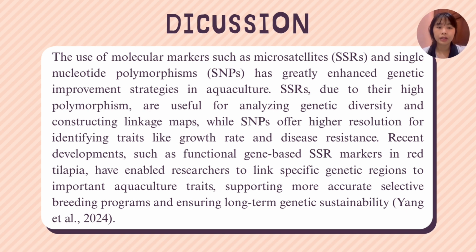So I will move on to the discussion. The use of molecular markers such as microsatellites, SSRs, and single nucleotide polymorphisms, SNPs, has greatly enhanced genetic improvement strategies in aquaculture. SSRs, due to their high polymorphism, are useful for analyzing genetic diversity and constructing linkage maps, while SNPs offer higher resolution for identifying traits like growth rate and disease resistance. Recent developments such as functional gene-based SSR markers in red tilapia have enabled researchers to link specific genetic regions to important aquaculture traits, supporting more accurate selective breeding programs and ensuring long-term genetic sustainability.